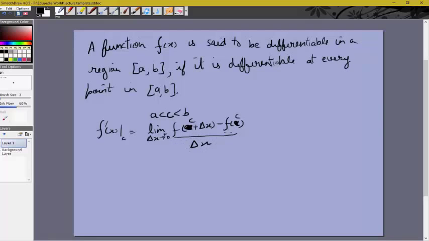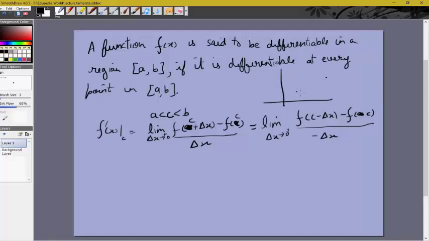This is the right hand limit. It should be the same as the left hand limit, f of c minus delta x minus f of c by minus delta x. They both should be the same, right? And they both should exist, obviously. But let's look at the graph. This is point a, this is point b. Both the points are included, but they are the end points.